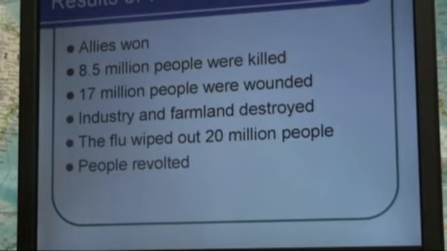People were very unhappy with the Treaty of Versailles. Some countries didn't get colonies. They lost lands. And people revolted as a result. They thought that they were going to get more from the Treaty of Versailles than they actually did. And they were upset about it. They revolted against their government.